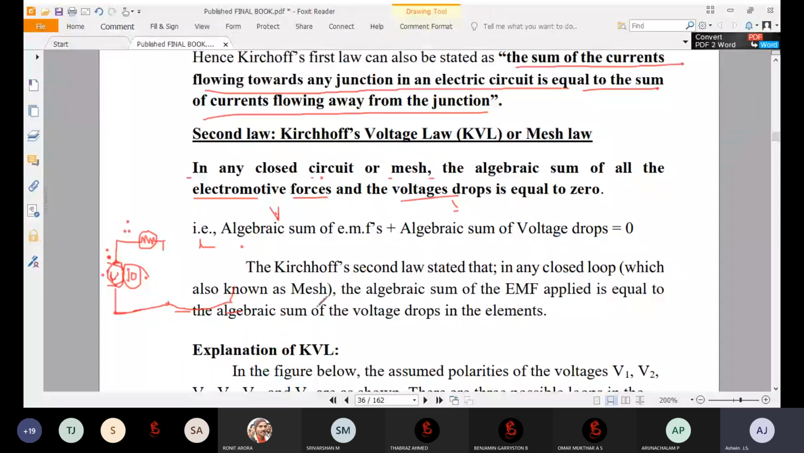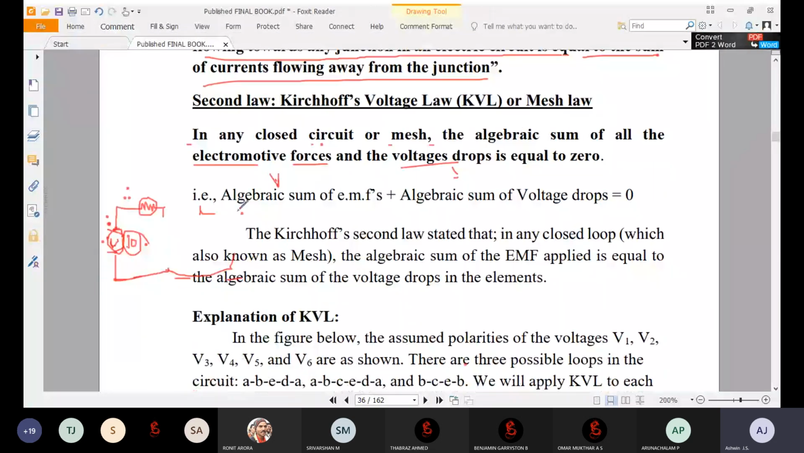So here it is given that the algebraic sum of the EMF, representing the electromotive force, which is nothing but the voltage source. In your circuit, you are not going to use only one voltage source. It may be multiple voltage sources. In addition to that, the algebraic sum of voltage drops, representing the drop occurring at each and every component. If you do the addition, it will become 0.